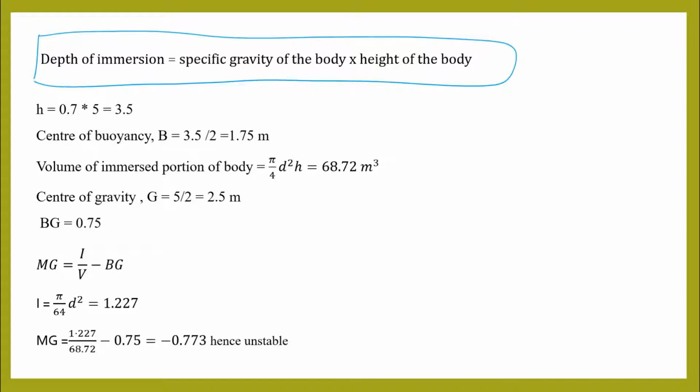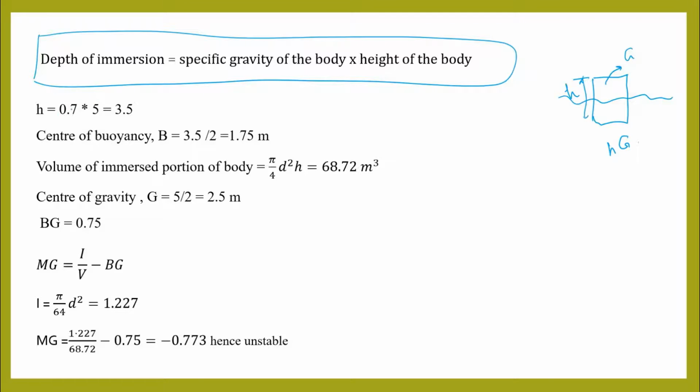So when you place any object in water or in any liquid, the depth of immersion should be equal to the specific gravity of the body times the height of the body. Say the height of the body is h and the specific gravity is g, then the depth of immersion is h into g. So let us find out the depth of immersion.